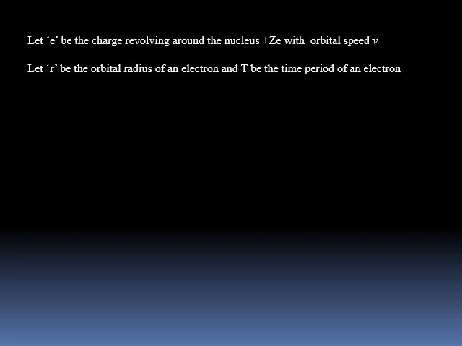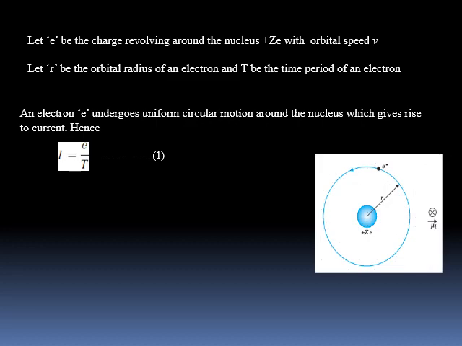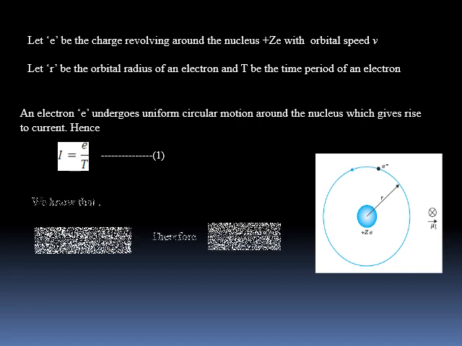Now, electron when it moves, we told it gives rise to current. So current is defined as charge per unit time, and that is how it is written in the formula. An electron undergoes uniform circular motion around the nucleus, giving rise to a current. Current is nothing but charge per unit time. The charge that we have considered here is your electron, so it is e divided by time. Okay, so that is the diagram that we saw previously.